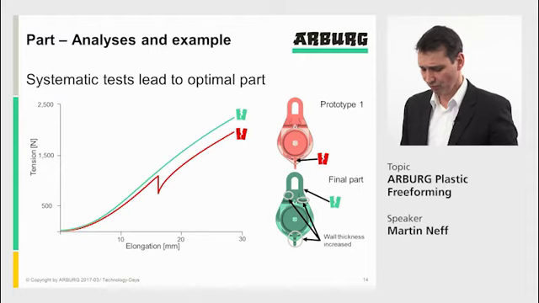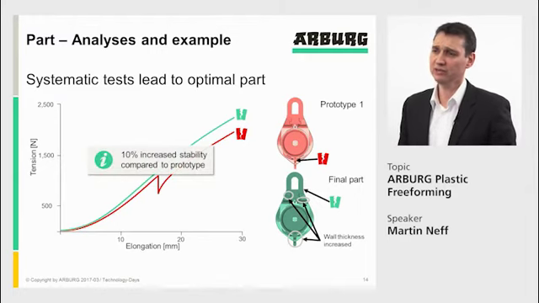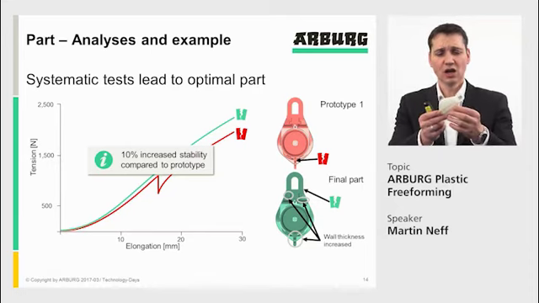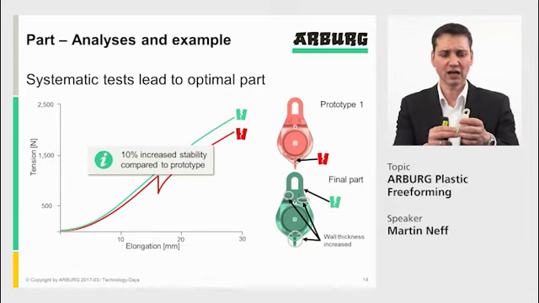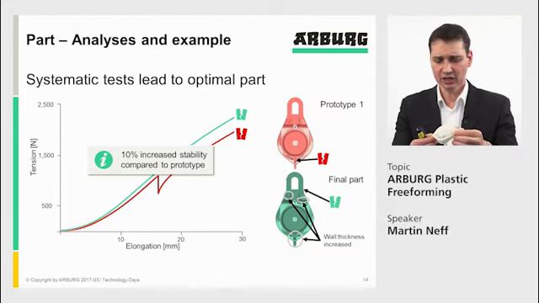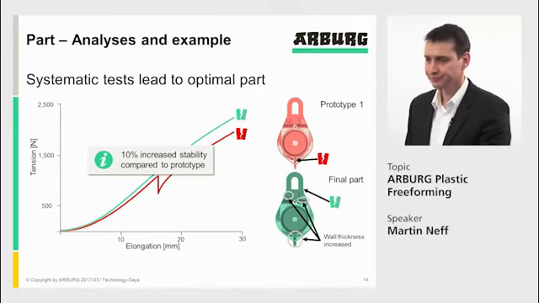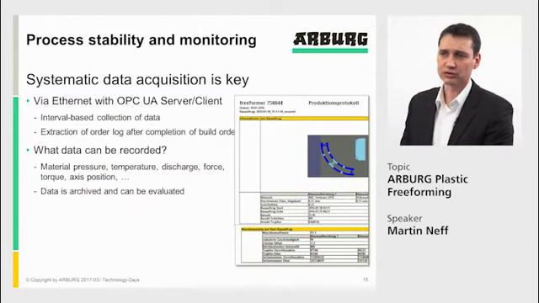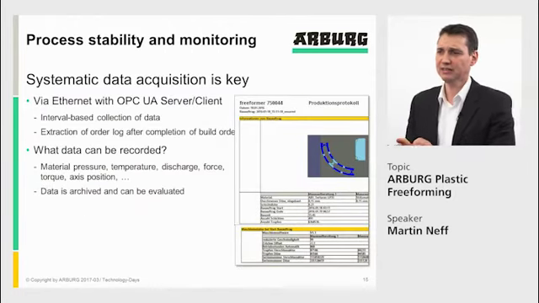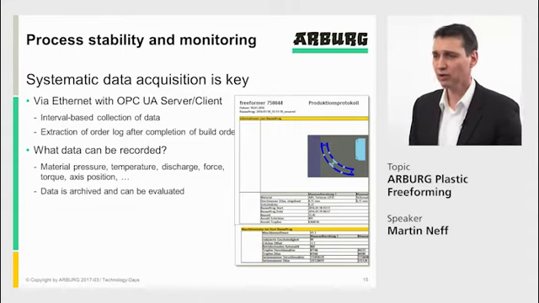And with that improvement, we come very easily and very quickly to a 10% increase of the stability of the prototype. This should just show how quick it is to improve your part. You immediately have the prototype available for internal testing, and therefore your actual development time is much shortened. Systematic data acquisition is key, very important.